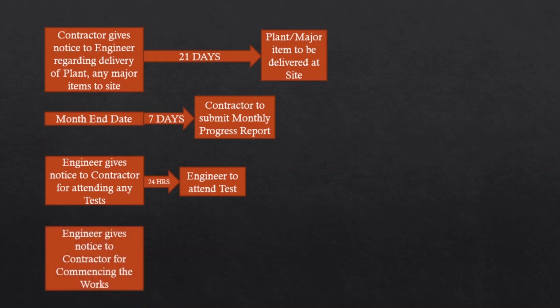The engineer gives notice to the contractor for commencing the work. This needs to be given within 7 days before the actual commencement of work begins. So before the commencement of work, 7 days notice is given so that he can actually come to the site and start the work.